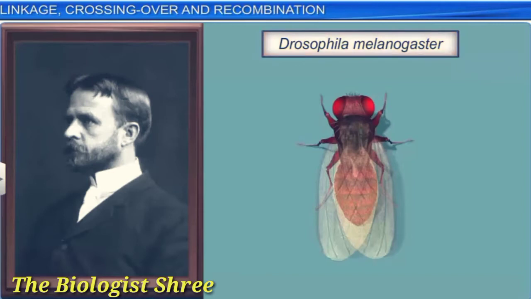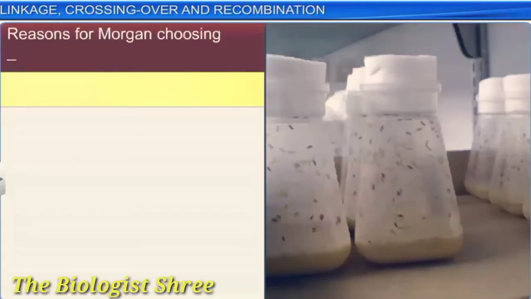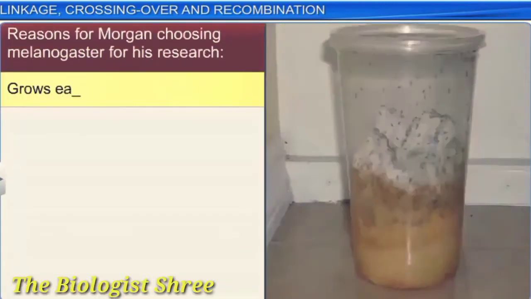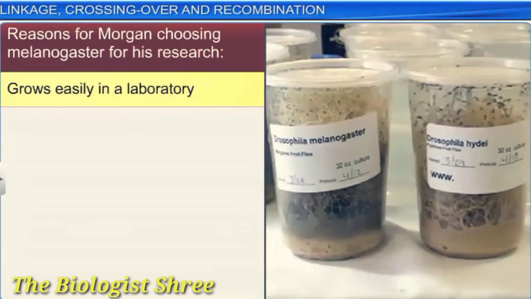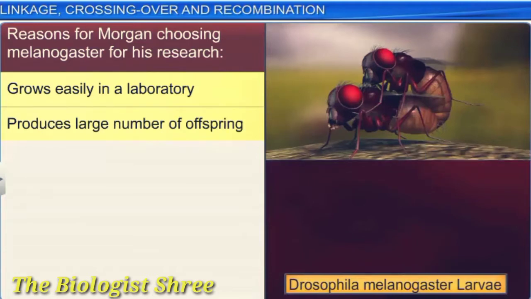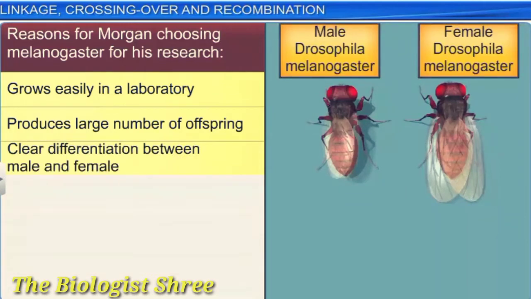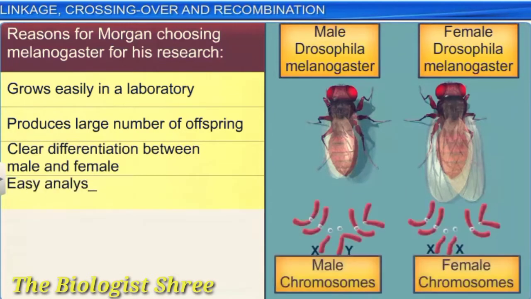There were several reasons for this. First, these flies could be easily grown in a simple synthetic medium in a laboratory. Morgan also found that a single mating in these flies produced a large number of offspring. Moreover, the male and the female flies were easily distinguishable and had only 4 pairs of chromosomes, making their analysis easier.